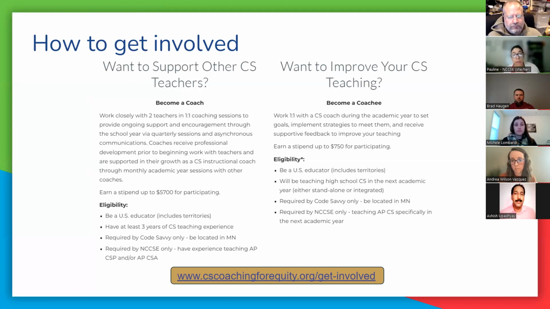There are stipends available for both the coaches and the coachees. Again, we're funded by the National Science Foundation. There's a research component to our project. So participating in the project and completing the research components with us will help you earn the stipend. Coaches are expected to work with up to 2 coachees throughout the year. And then for the coachee, it's a one-to-one relationship that they're having with their coach, and they get to work with them for the entire academic year.